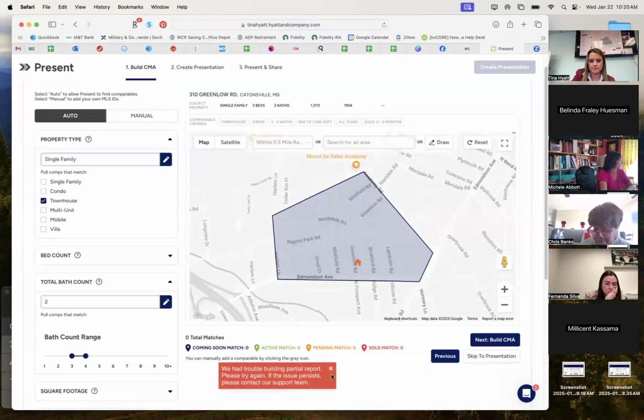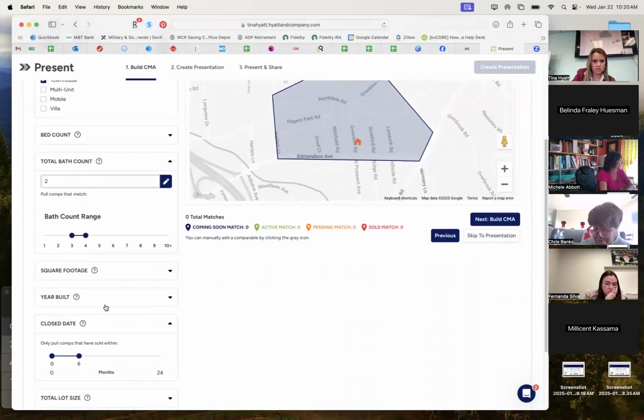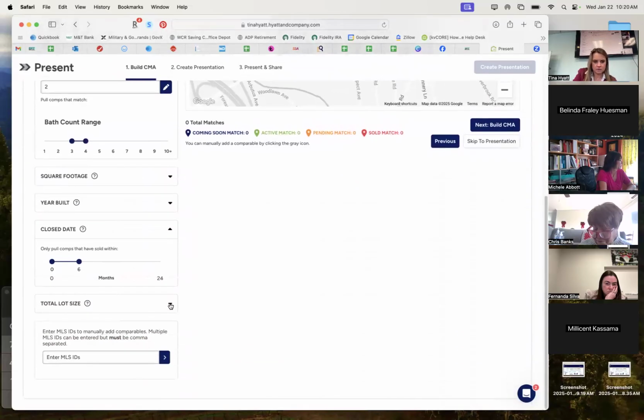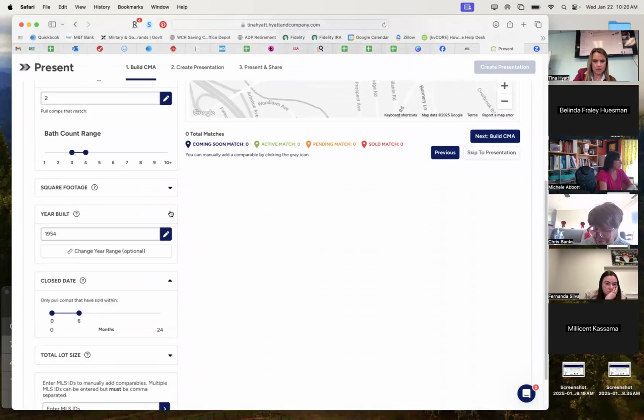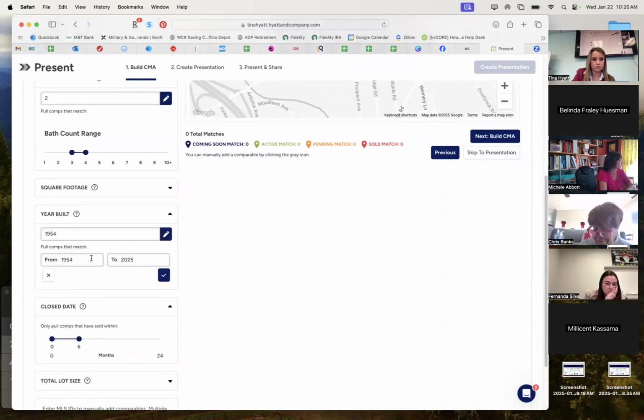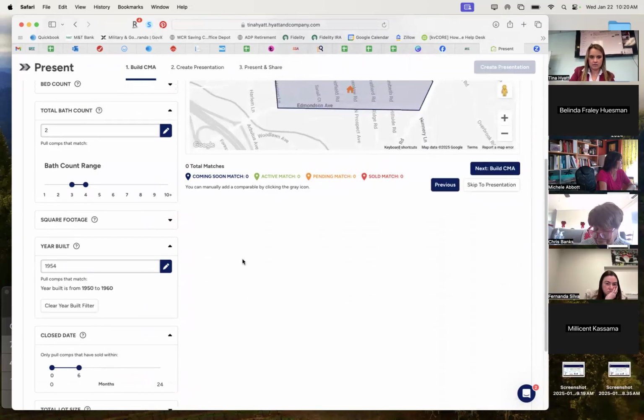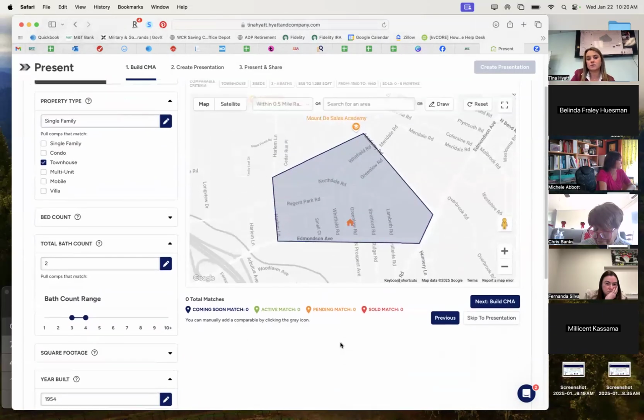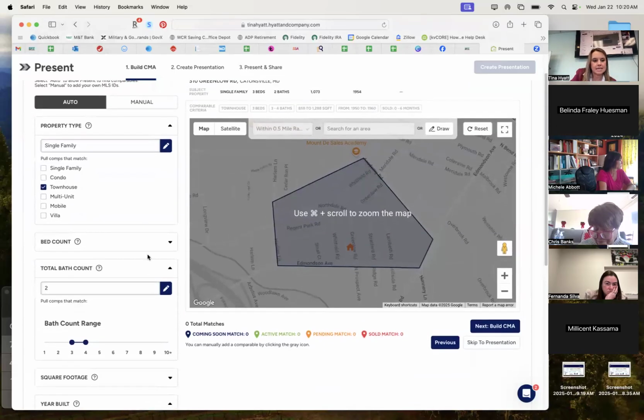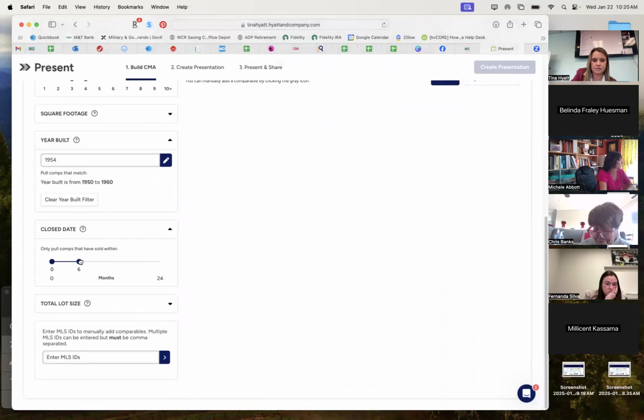So I'm going to change it to townhouse. I'm not going to do lot size. I'm going to do a range. So I'm going to go back a little bit farther, 1950, and I'm going to go only to 1960 because I know that's the range of when houses were built in this neighborhood. And I need to change my close date. So 6 months, I'm going to go back a year and see if anything popped up.